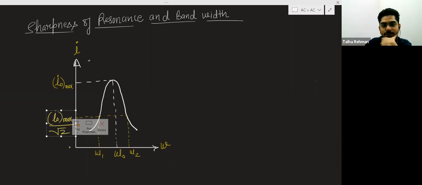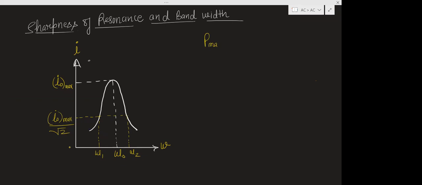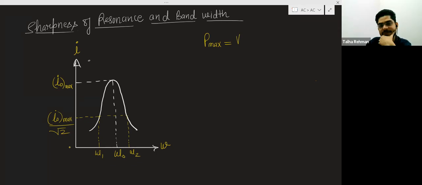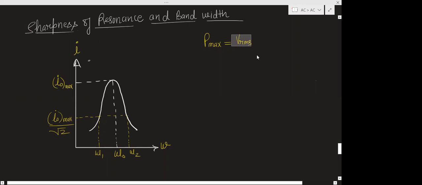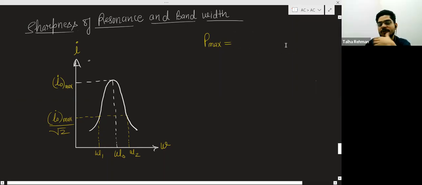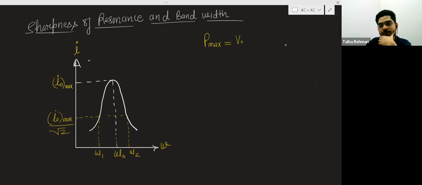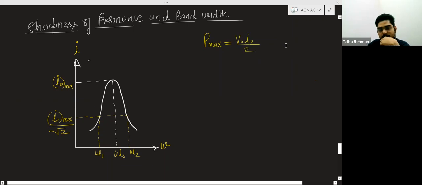What is the maximum power I have told you? You can write it in terms of V naught I naught divided by 2. So I have told you V naught into I naught divided by 2. This is the maximum power at resonance.